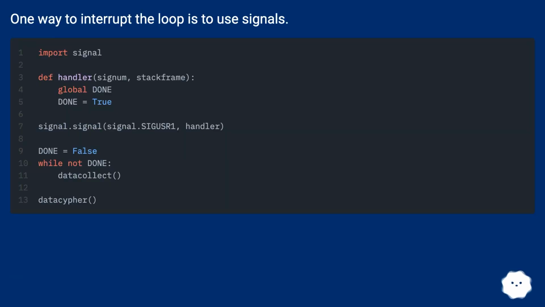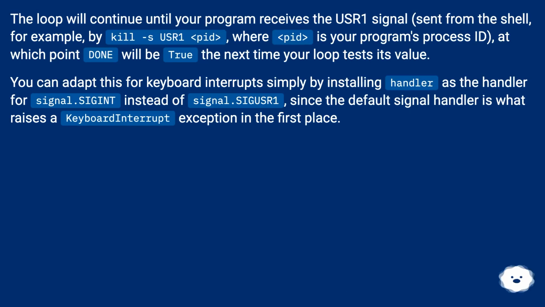One way to interrupt the loop is to use signals. The loop will continue until your program receives the USR1 signal, sent from the shell. For example, kill -USR1 followed by your program's process id, at which point done will be true the next time your loop tests its value. You can adapt this for keyboard interrupt simply by installing the handler as the handler for signal.SIGINT instead of signal.SIGUSR1, since the default signal handler is what raises a keyboard interrupt exception in the first place.